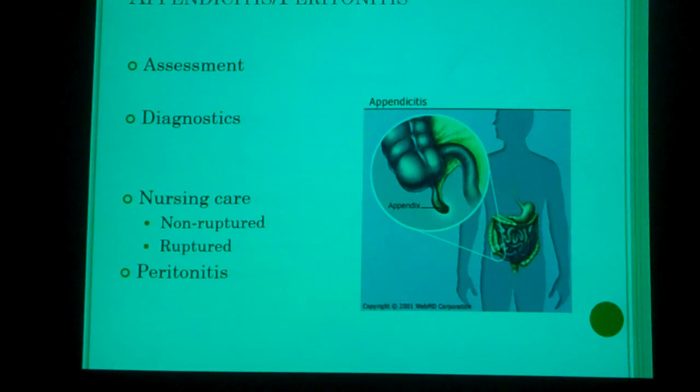For a ruptured appendix, you want to watch for peritonitis. Signs of that are fever, sudden increase in pain, a rigid abdomen, tachycardia, pallor, and chills.